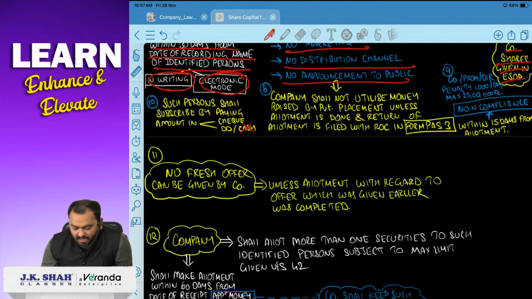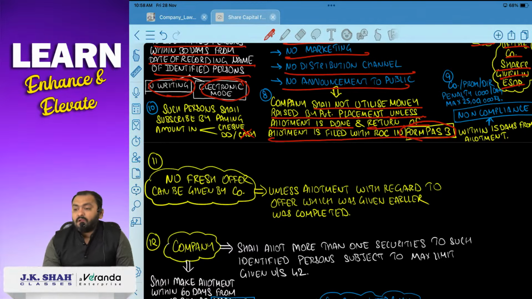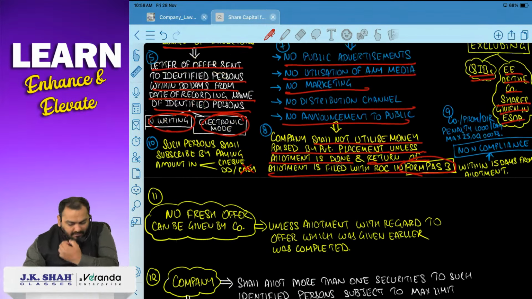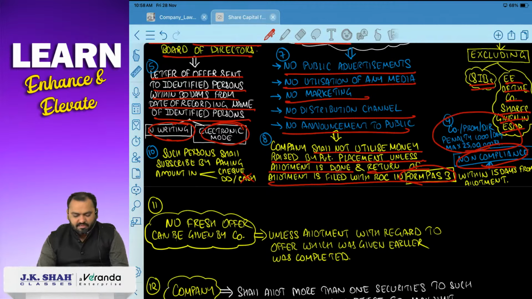Okay, and once the company is raising this money, the company shall not utilize the money raised by private placement unless allotment is done and the return of allotment is filed with the ROC in form PAS 3. You know this very well. PAS 3, return of allotment, is to be filed with the ROC. So the company cannot utilize the money unless the allotment is done and the return is filed with the ROC. Okay. Then if non-compliance is done, there will be a penalty on the officer in default.